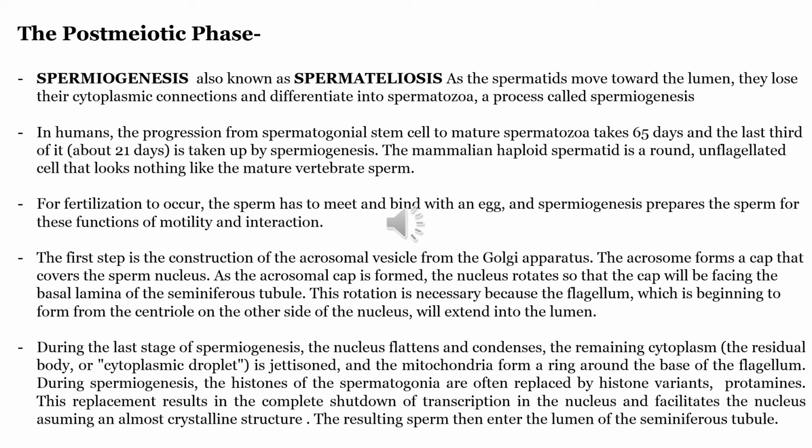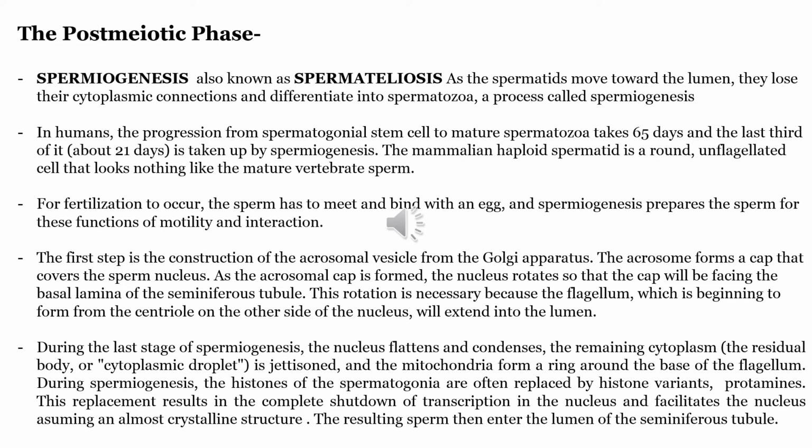In humans, the progression from spermatogonial stem cells to mature spermatozoa takes 65 days, and the last third of it is taken by spermiogenesis. The mammalian haploid spermatid is a rounded, unflagellated cell that looks nothing like a mature vertebrate sperm. Now the sperm has to attain certain features to make it capable to fertilize an egg, and the most important feature is motility. Up till now, spermatid is non-motile.